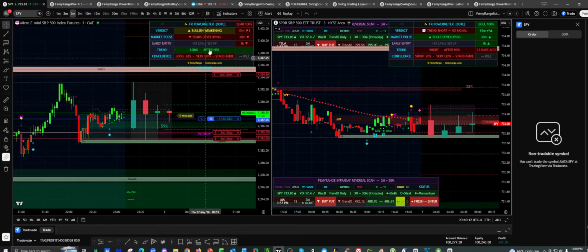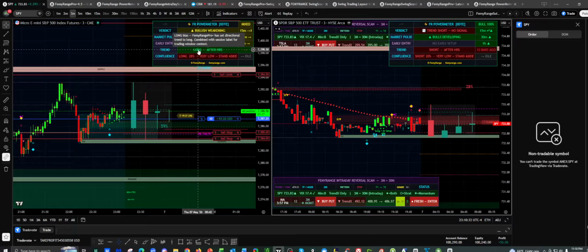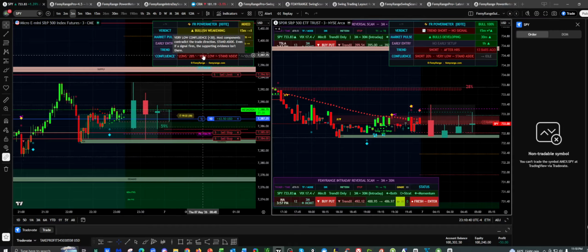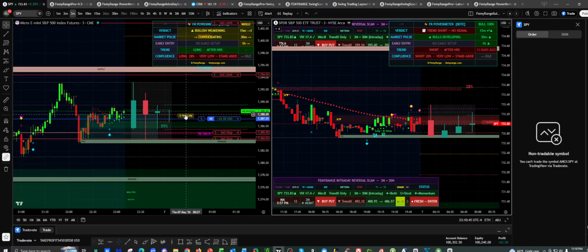We just look at the power meter and we see what the power meter is telling us. Right now it's saying the trend is long. When you mouse over it, it tells you what's happening. It says long buyers. FemyRangePro Plus has set directional trend to long, combined with session layers for trading window contests. So it says long 28%, very low confluence. It says stand aside. We're already in the trade, so we're not standing aside.